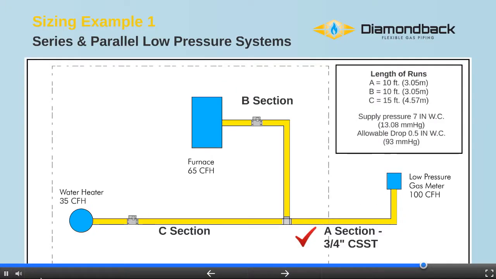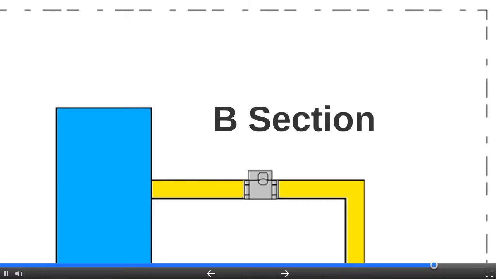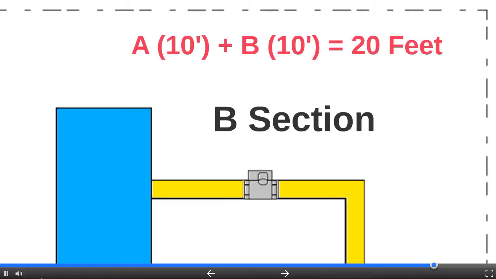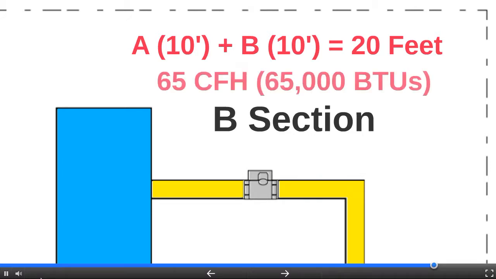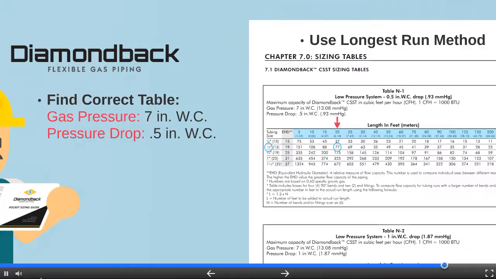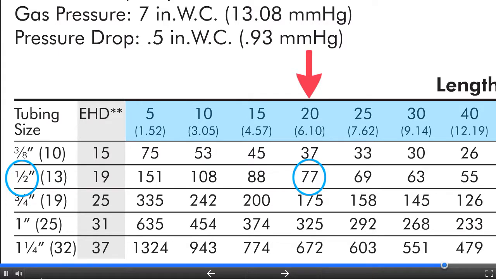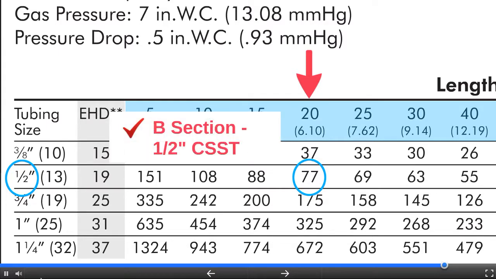Determine the length of run from the meter to the furnace and the load delivered. The length of that run is A plus B, or 10 plus 10, equaling 20 feet, with a load of 65 CFH, or 65,000 BTUs. Table N1 shows that size 1/2 inch supplies 77 CFH, so the correct size is 1/2 inch.